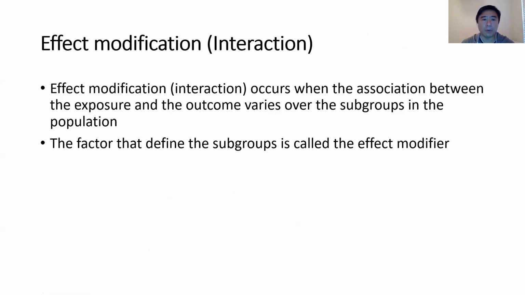All right, and the other part is effect modification, which we call interaction in statistics. Effect modification or interaction can occur when the association between exposure and the outcome variable varies over subgroups in the population. These subgroups are defined by the potential effect modifier, the variable being evaluated as an effect modifier. The factor that defines the subgroups is called the effect modifier.